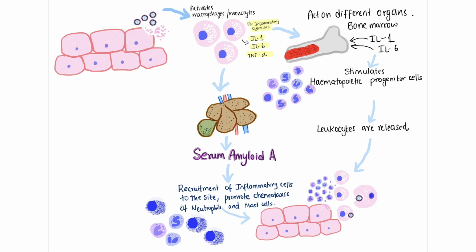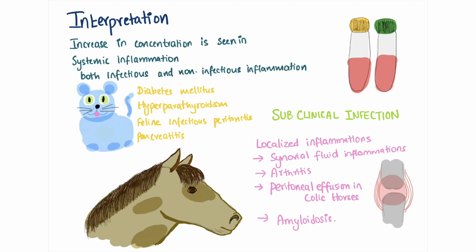Extrahepatic synthesis of serum amyloid A also occurs in synovial fibroblasts, and chronic elevation contributes to the pathogenesis of diseases such as rheumatoid arthritis. It is also associated with amyloidosis. Coming to the laboratory interpretation, the concentration is increased in both local and systemic inflammation.